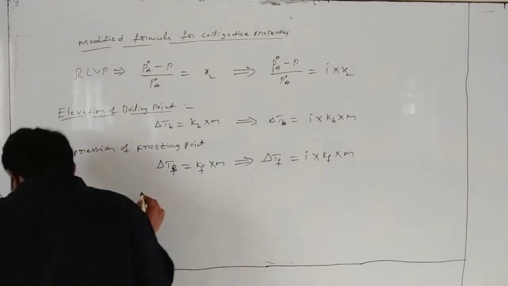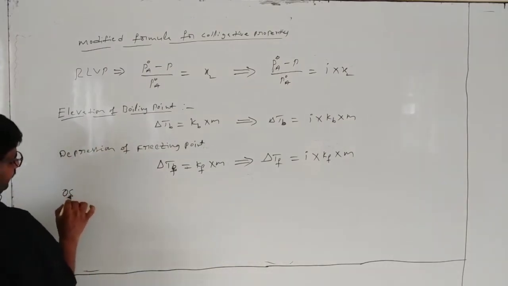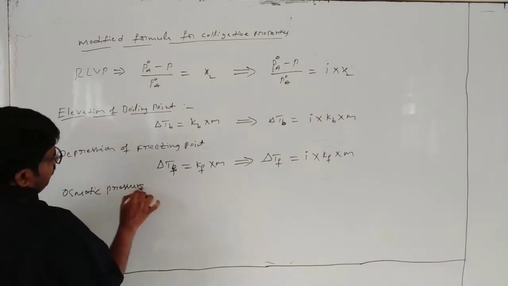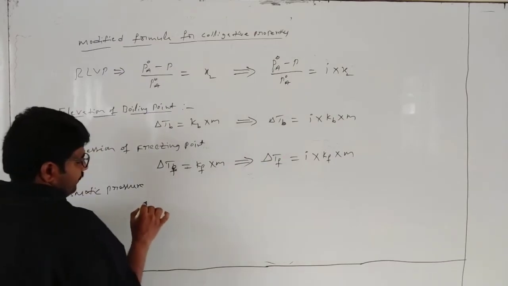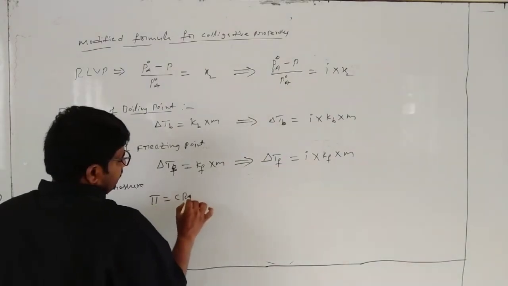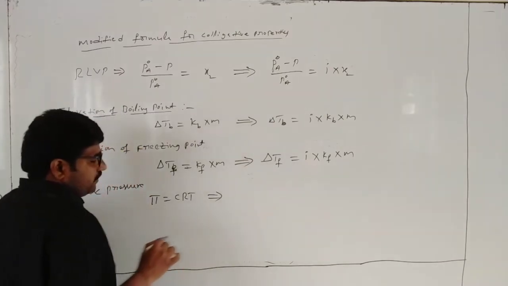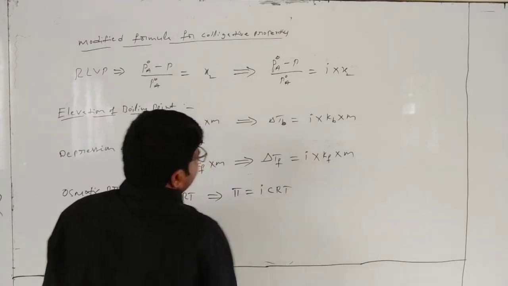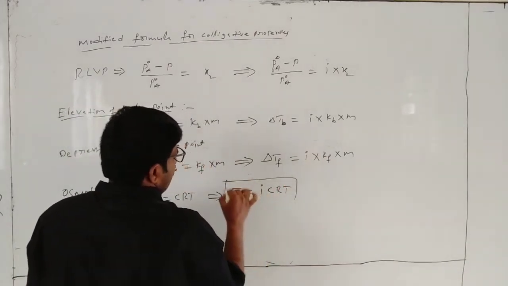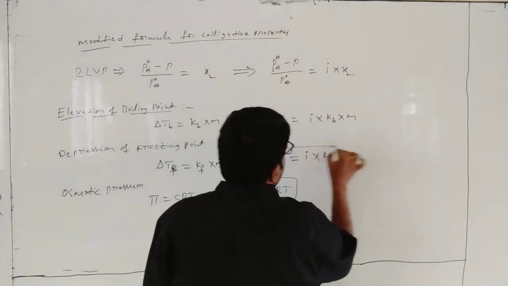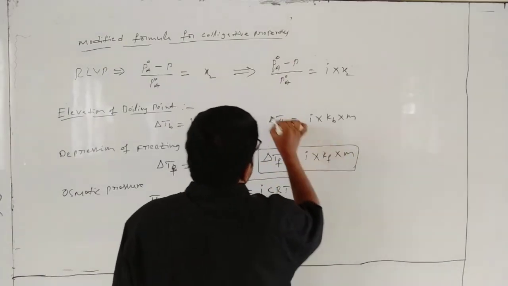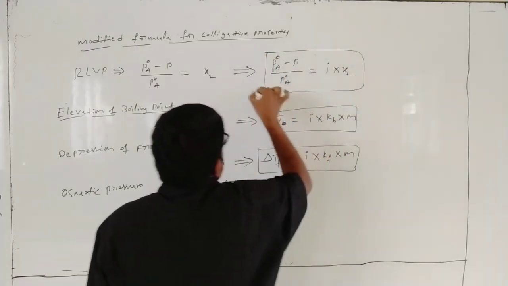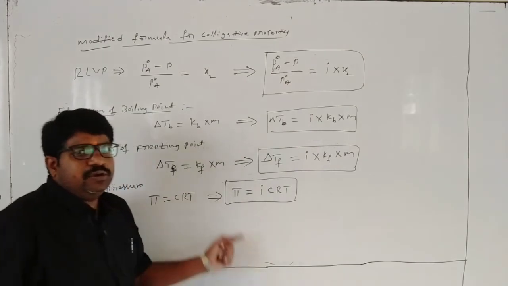And the last one is osmotic pressure. So osmotic pressure is, pi is equal to CRT. For this one, the modified equation is pi is equal to iCRT. So these four are called modified formulas for colligative properties. These four are with respect to the Van't Hoff factor.